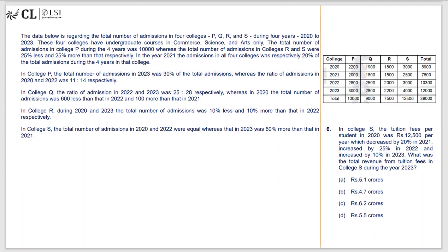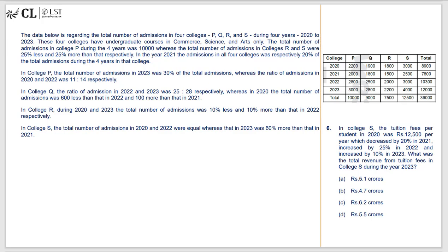And the last question with this caselet. In college S, the tuition fee per student in 2020 was 12,500. Which decreased by 20% in 2021. So that means it became 4 by 5. Increased by 25% in 2022. Multiplication factor is going to be 5 by 4. Increased by 10%, multiplied by 11 by 10. This is going to be the fee in 2023.